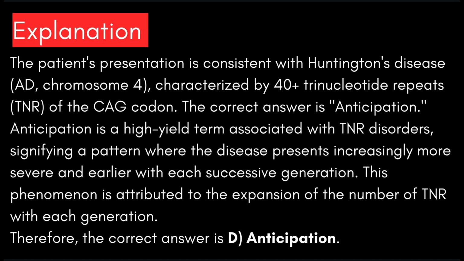The patient's presentation is consistent with Huntington's disease, autosomal dominant, chromosome 4, characterized by 40 plus trinucleotide repeats, TNR, of the CAG codon. The correct answer is anticipation. Anticipation is a high yield term associated with trinucleotide repeat disorders, signifying a pattern where the disease presents increasingly more severe and earlier with each successive generation. This phenomenon is attributed to the expansion of the number of trinucleotide repeats with each generation. Therefore, the correct answer is D, anticipation.